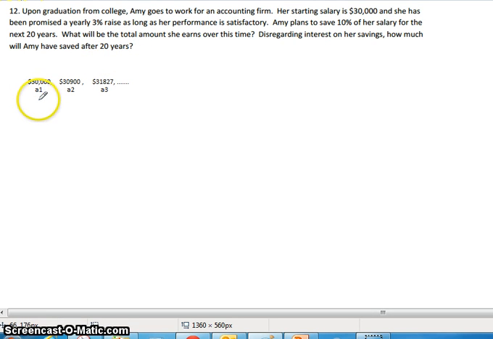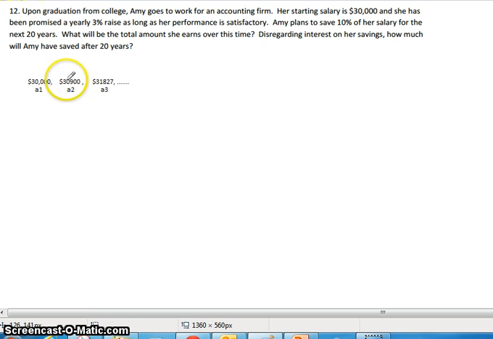So I just wrote down the first few years. The first year she's going to make $30,000. The next year she's going to increase by 3% of that original amount. So you calculate 3% of 30,000 and add it to 30,000, and you get 30,900. If you calculate 3% of 30,900 and add it to 30,900, you get this one, and so on.